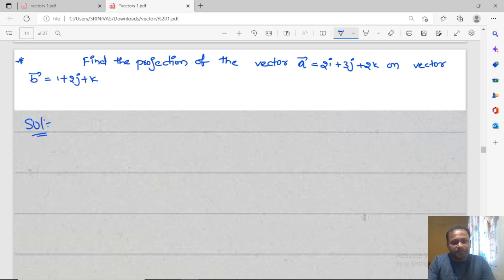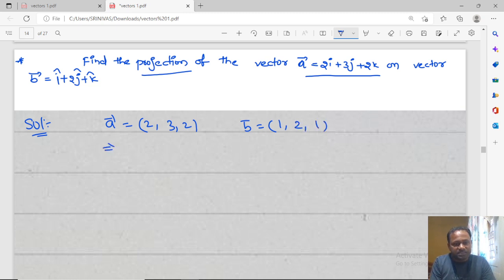Find the projection of the vector a bar on another vector. So a bar is given. What is a bar? It is equal to 2, 3, 2. B bar is equal to 1, this is i cap, so 1, 2, 1. Okay. So from this, what was asked? Projection of a bar on b bar.